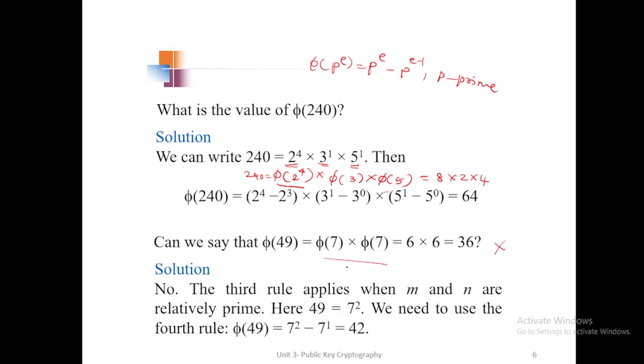So instead of this, we should rewrite it as 7 squared. If you write 7 squared, we should apply rule number 4. From rule number 4, phi of 49 is equal to phi of 7 squared, which is equal to 7 squared minus 7 power 1. So 49 minus 7 is 42. So the correct answer for phi of 49 is 42 and not 36. In this way, we can do Euler's totient function.